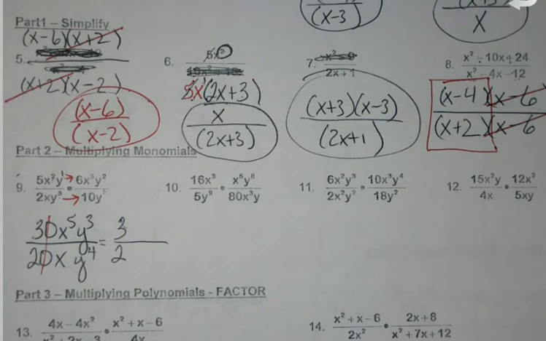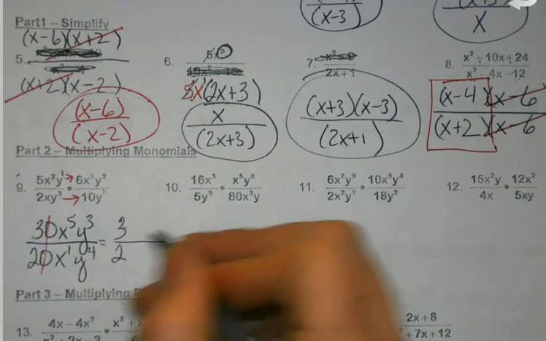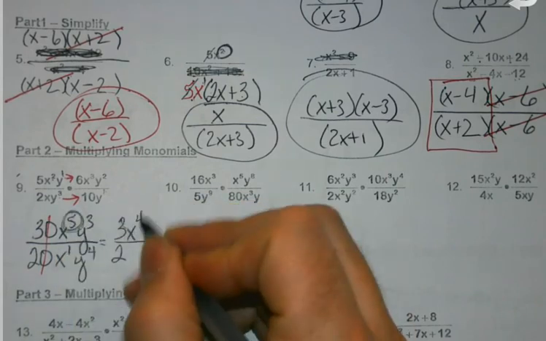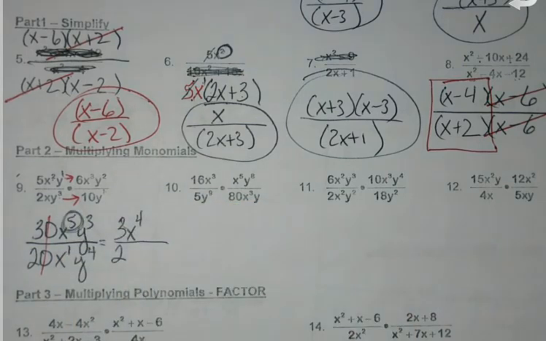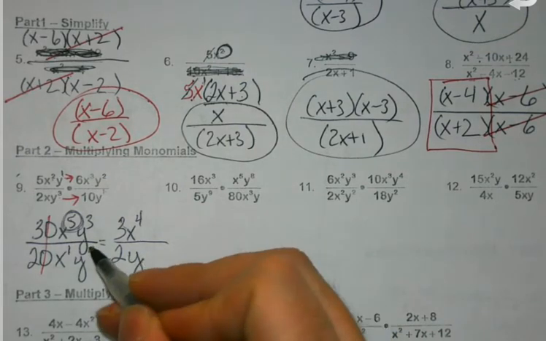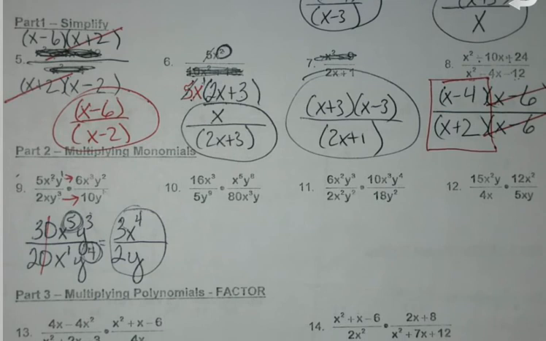For x, I need an exponent and where it goes. x to the 4th, since 5 minus 1 is 4. On top, larger exponent there. And then a single y, 4 minus 3 is 1. Bigger exponent down below. Okay, nothing else reduces, I'm done.